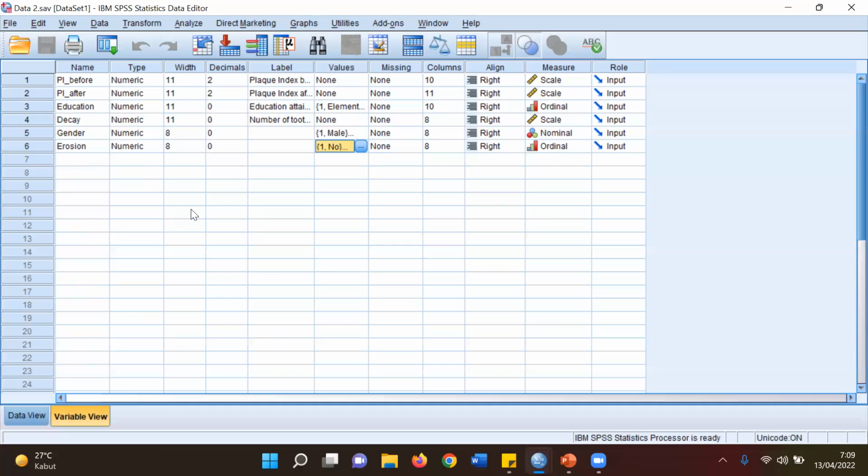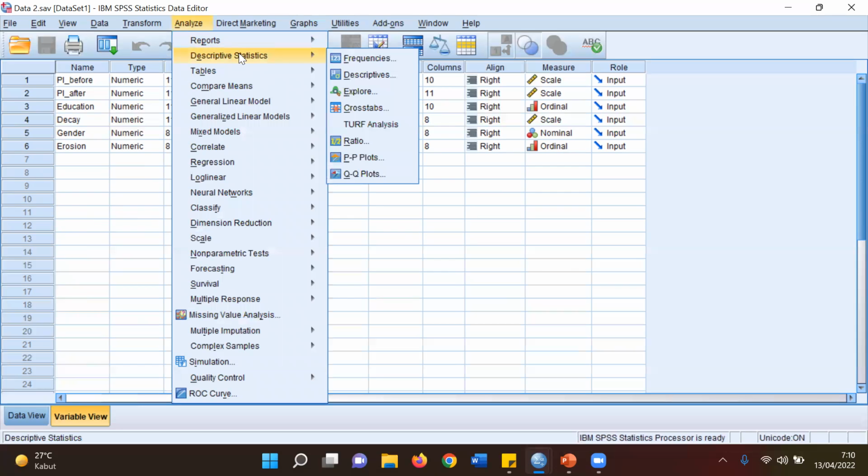categorically whether there are difference of dental erosion status between gender. So we are going to compare between female and male who has more dental erosion. So for this kind of data analytics, we are going to use chi-square test, whether it's Fisher-Isaac, continuity correction, or Pearson. For categorical comparison, we click Analyze and go to Descriptive Statistics, and then go to cross-tabs.